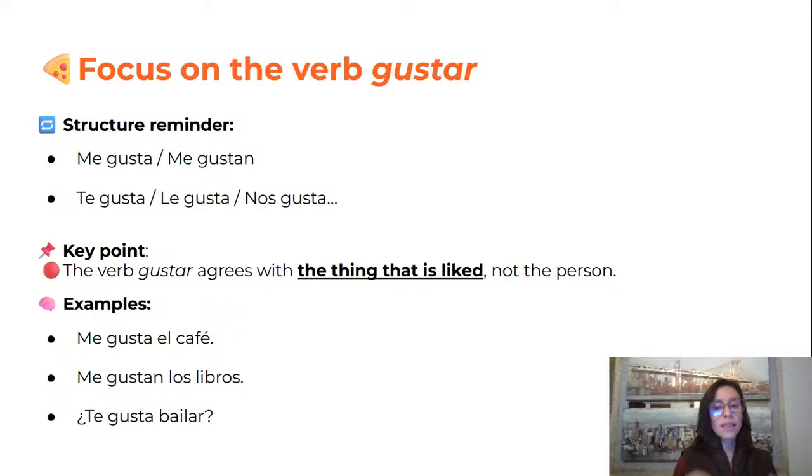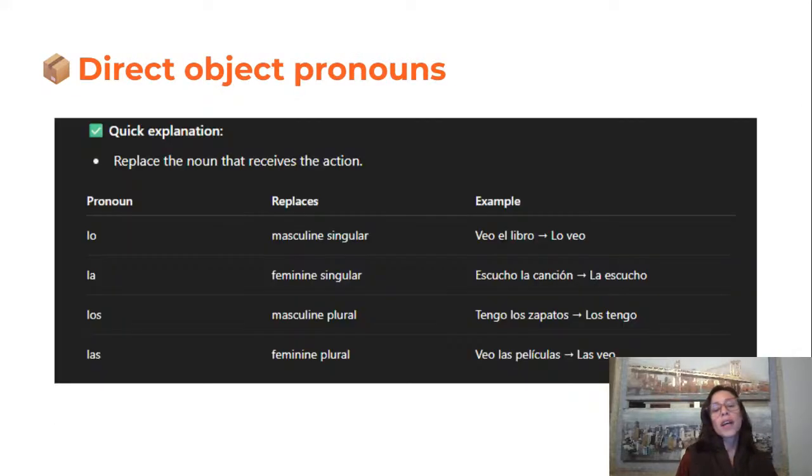That point, I think, is the most confusing one, because it is like a turned over logic when it comes to the English language. So it's totally different from English. But this is what you guys need to know about the verb gustar when it comes to its structure.